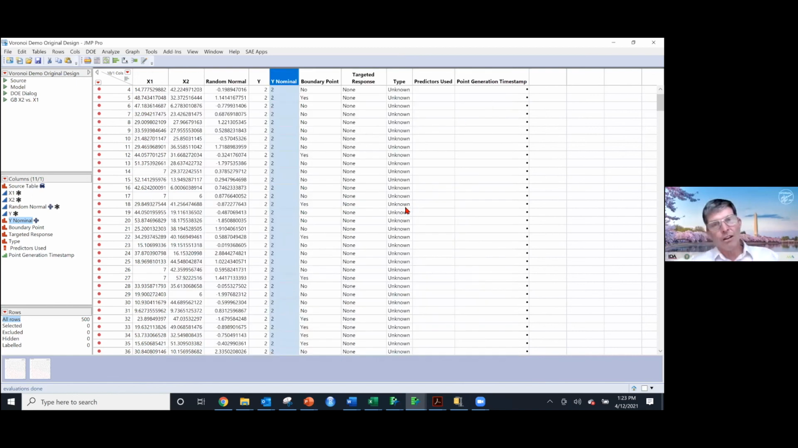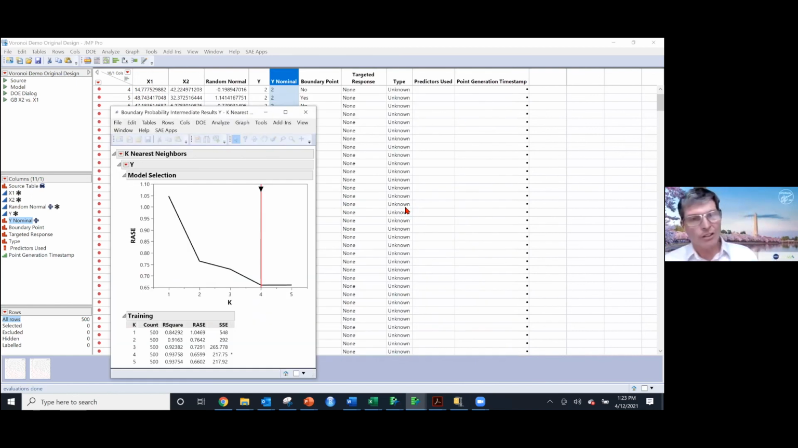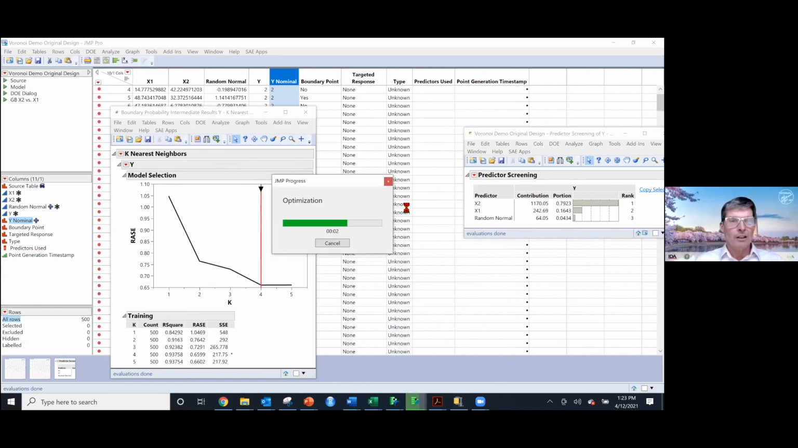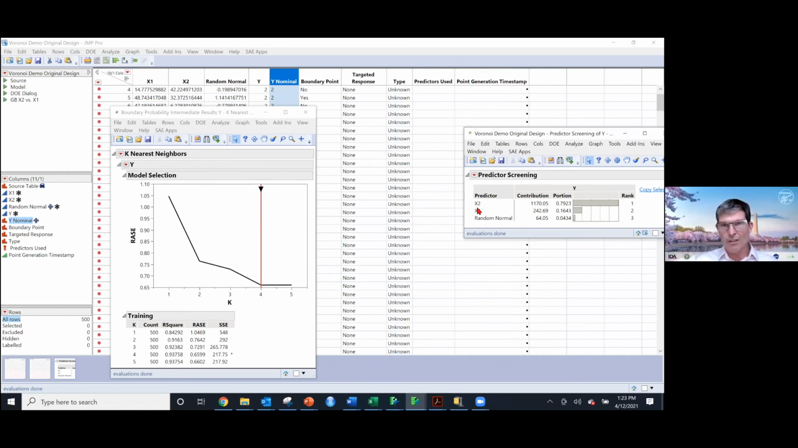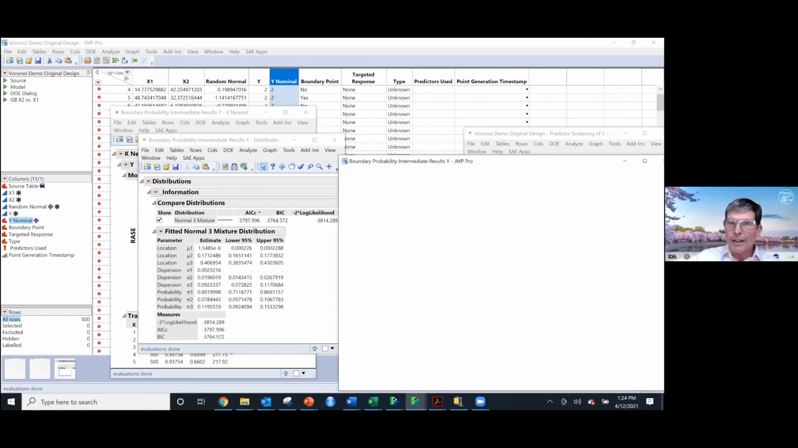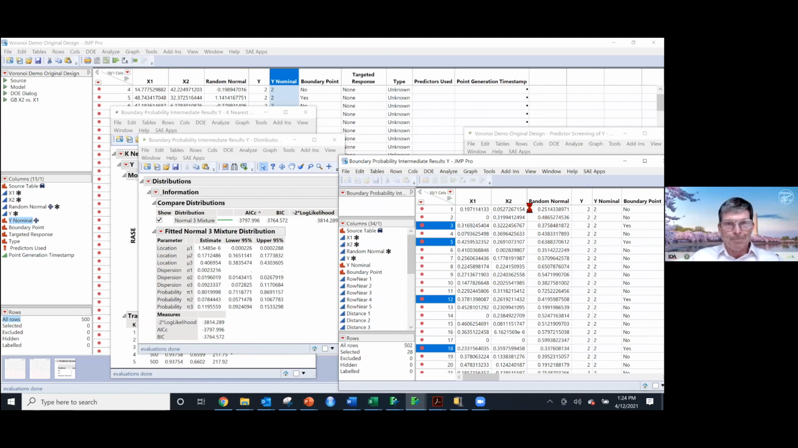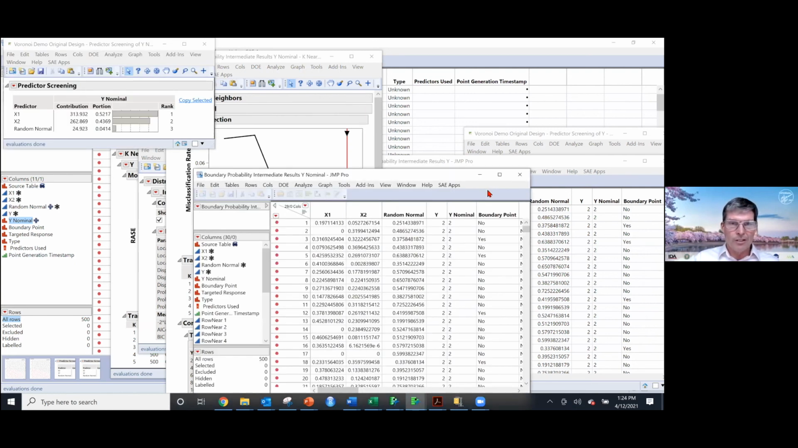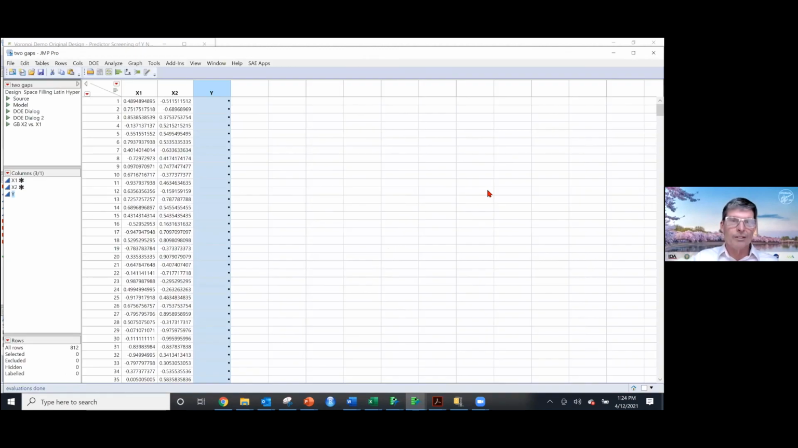And as it's running, let me give the philosophy here. What we're doing is looking for where we see gradients or differences in the response. You can see right now that it has the predictor screening out there, and it has found x2 and x1 as statistically significant if I just focus on a p-value that will be coming up here. So it's running bootstrap for us. We've got a lot of things going on here to come up with our ultimate number of new runs.